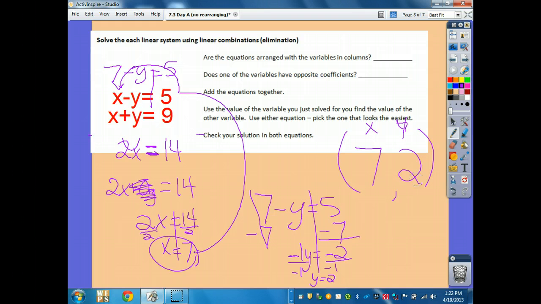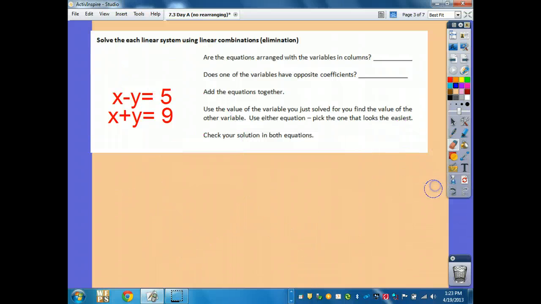And now you show your check. On the bottom of your worksheet, it has places for you to show your checks. 7 and 2. I'm going to clear this side of the room. So our ordered pair that we figured out is 7 and 2. So you go in here and, for my x, put a 7 in for this one, put the 2 in for the y. So 7 minus 2 is that 5? Yes. 5 equals 5. That one worked, right?